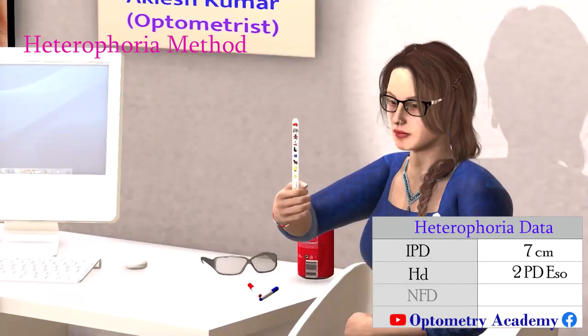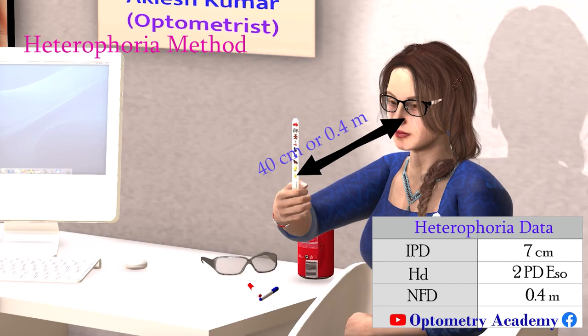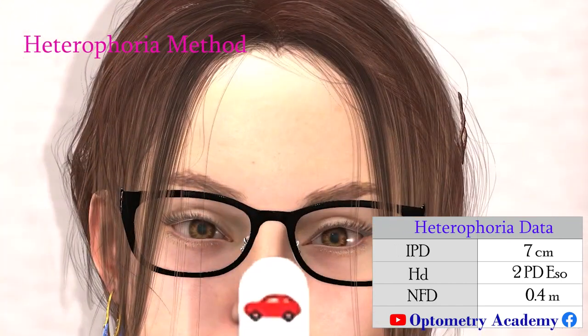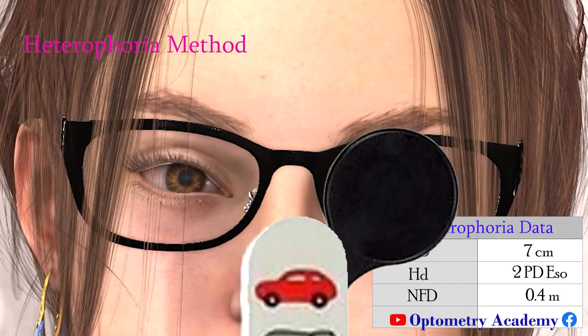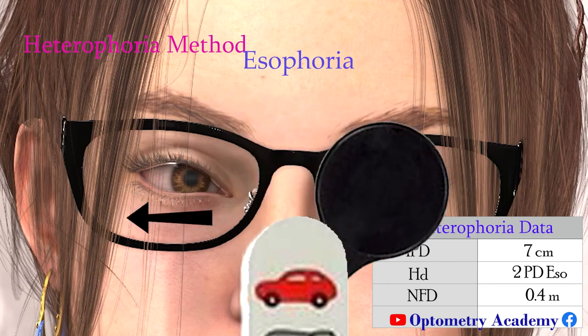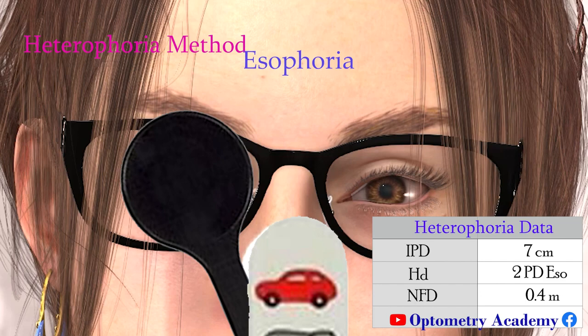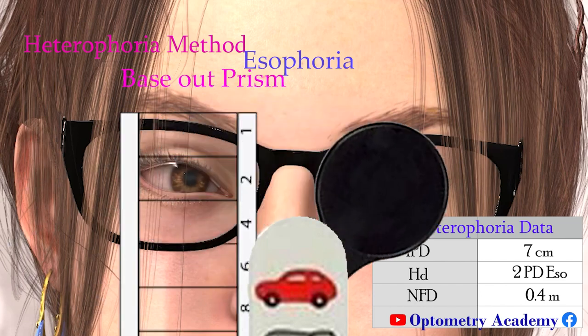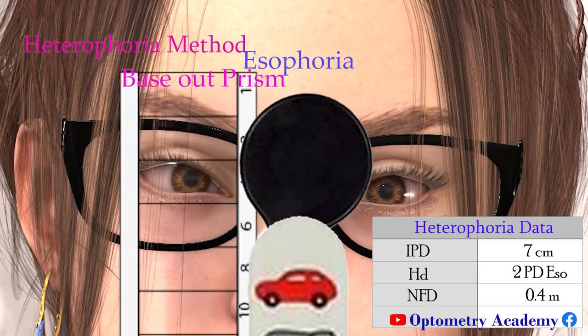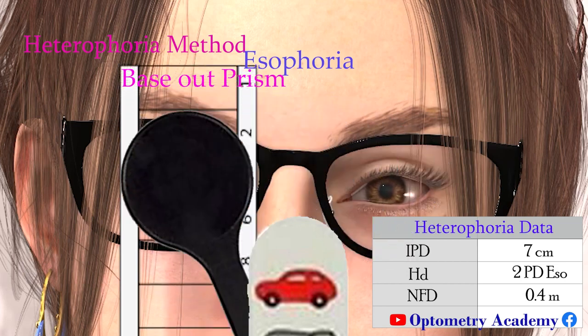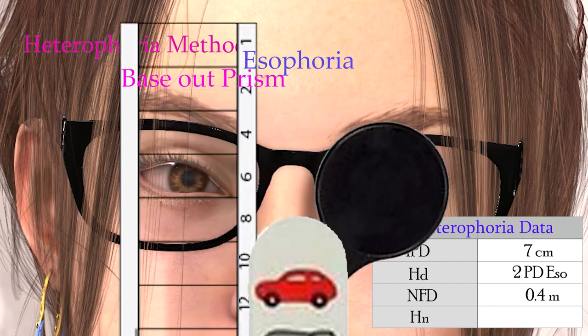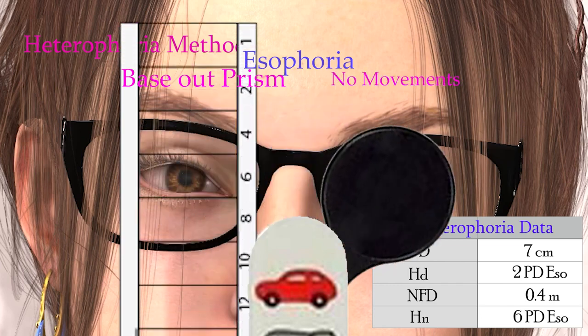Hold a near target at 40 cm. This is our near fixation distance NFD, which is 40 cm or 0.4 meter. Then ask the patient to look at the near target and measure the patient's near phoria. Here the near deviation is 6 prism diopters, esophoria.